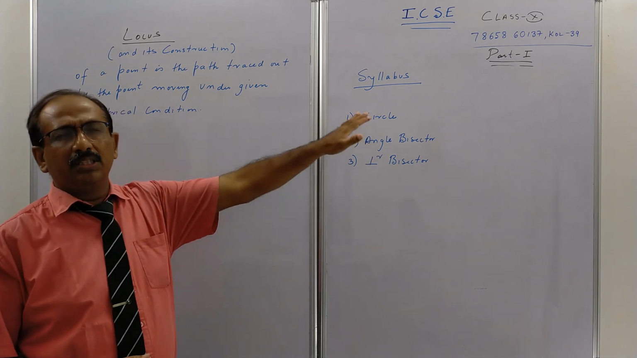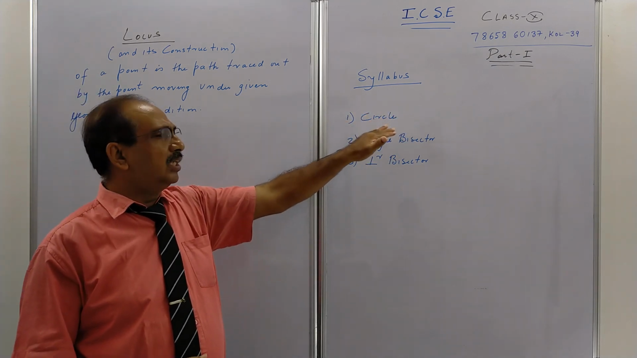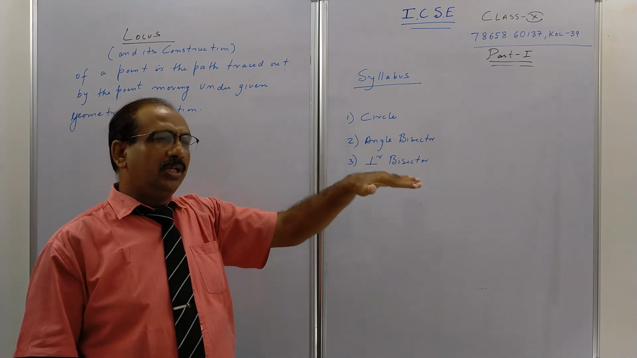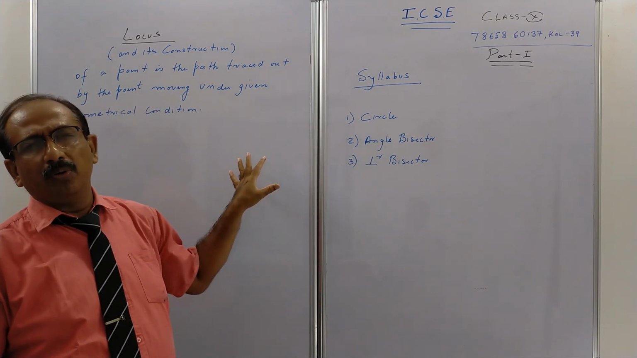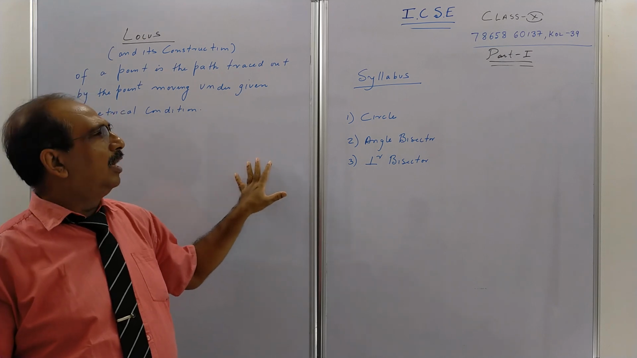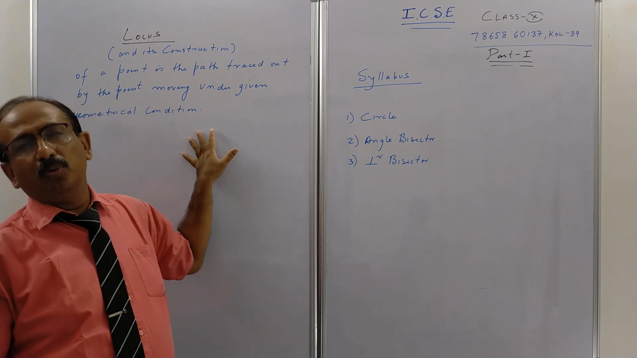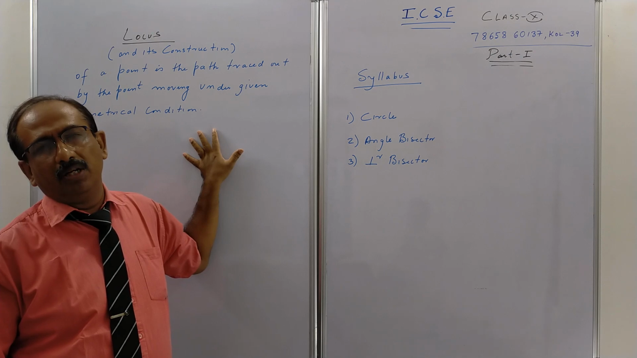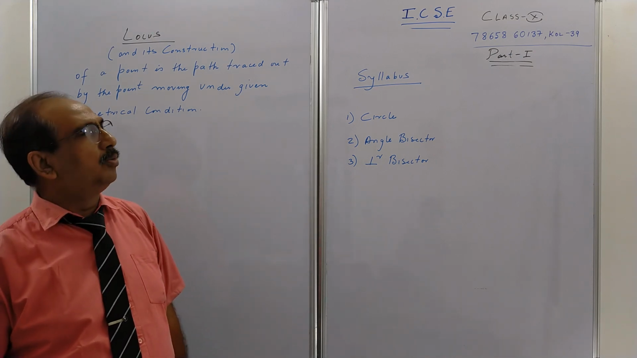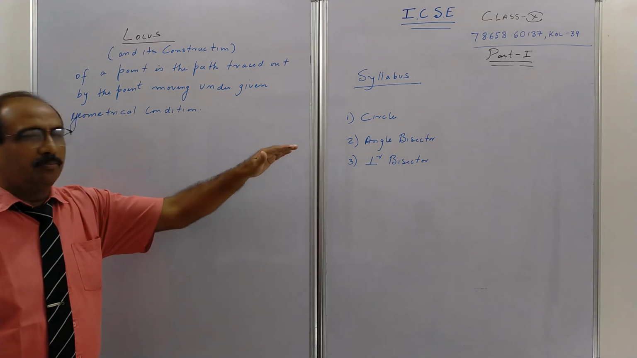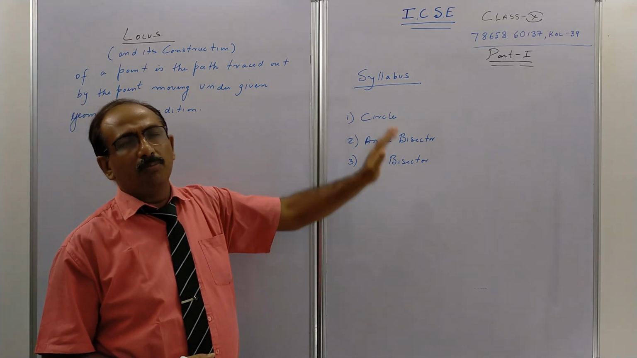The first thing, you must see the syllabus. Syllabus says just three things. There are too many things in many books, but you have to understand the basic thing, and we have to do previous year ICSE papers, then you will get a clear idea as to what this chapter is all about. So remember, the first thing in the syllabus is about circle.